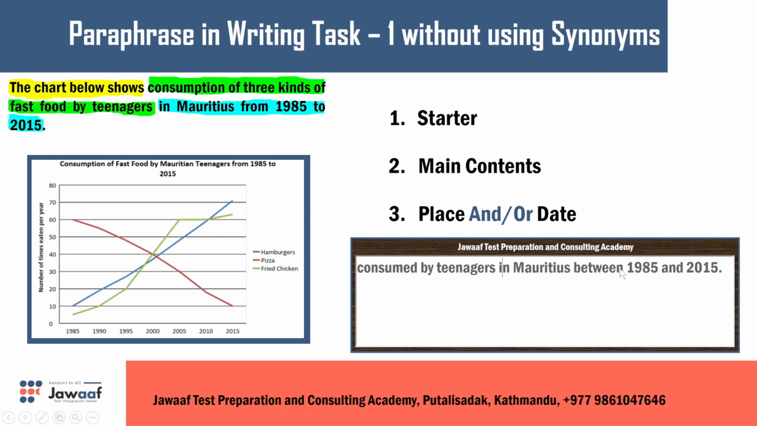Now let's see our answer. Let's get to the beginning of our answer. Here we are. The line graph gives information about three types of junk foods, namely hamburgers, pizza, and fried chicken, consumed by teenagers in Mauritius between 1985 and 2015. Finally, we're going to write units are measured in, and so on, full stop. So this is the way you do it. Let's go to the next question.